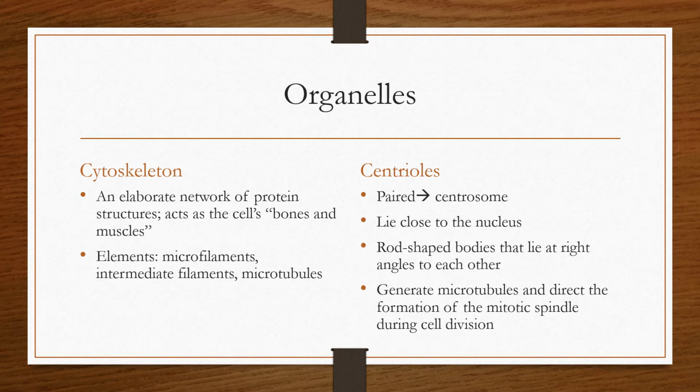The cytoskeleton, it's an elaborate network of protein structures that act as the cell's bones and muscles. Elements include microfilaments, intermediate filaments, and microtubules, which we'll talk about more on the next slide. Centrioles, paired, are called centrosomes. They lie close to the nucleus. They're rod-shaped bodies that lie at right angles to each other, and they generate microtubules and direct the formation of the mitotic spindle during cell division, which we will learn more about later on in the lecture.